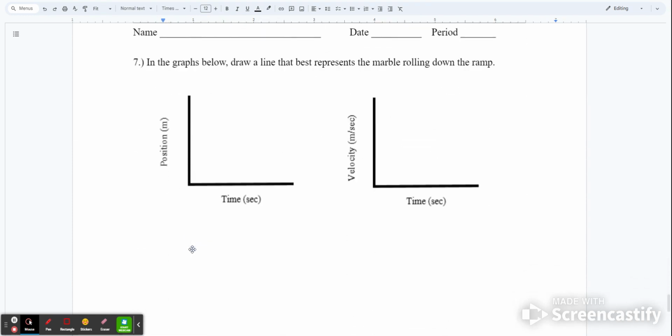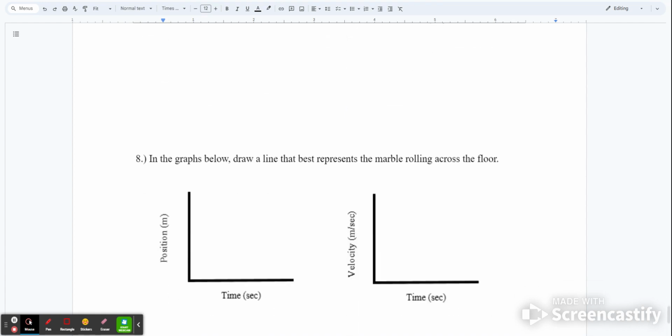Finally, number 7, draw a line, the first one is position time, of the marble rolling down the ramp. And the second piece is using what you know about acceleration and your data above, sketch a chart of how the velocity is changing over time as it rolls down that ramp. You may want to go back to your notes, especially about this velocity versus time graph.